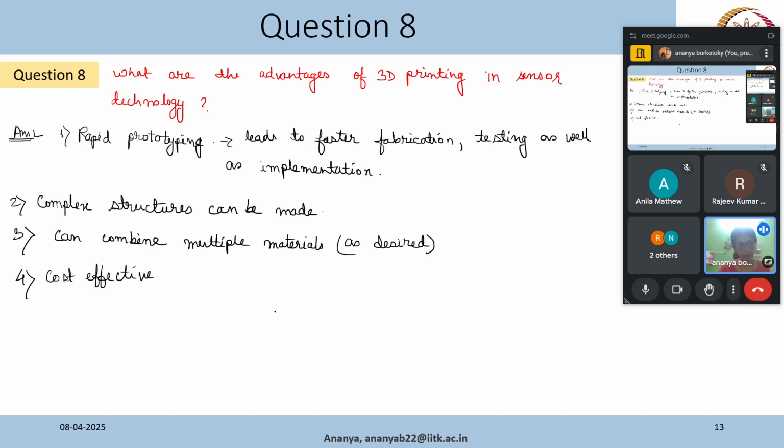And one more advantage, which is not directly an advantage, but I want to include it: it does not involve a lot of material waste. We make the design and print whatever we need. But in other fabrication techniques, there will be a lot of wastage of chemicals and other materials. We will do etching, we will use developer and other things. So in that way, it is eco-friendly and it eliminates material waste. So these are some advantages of 3D printing.